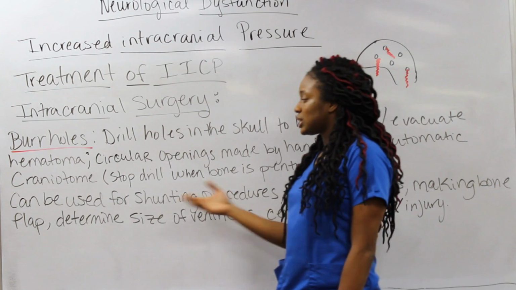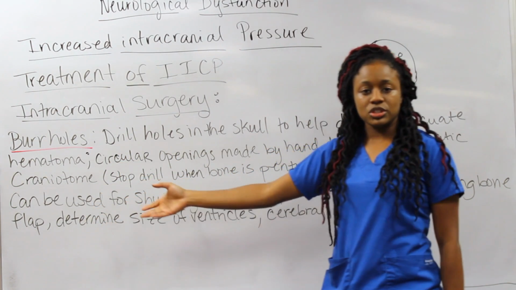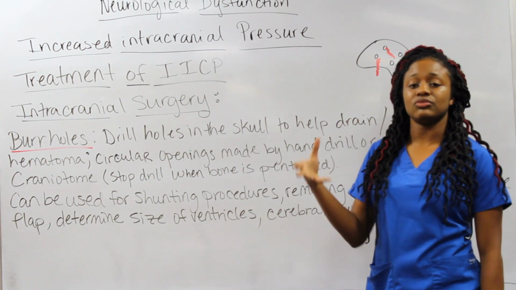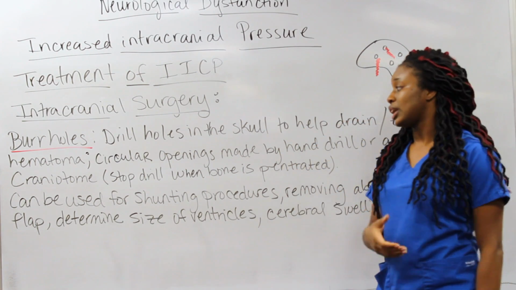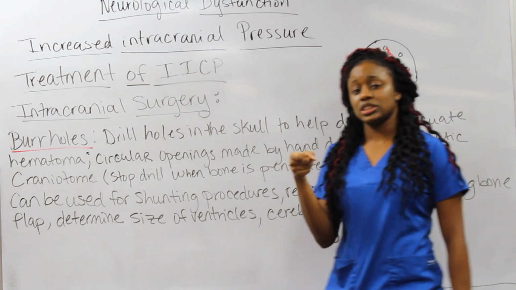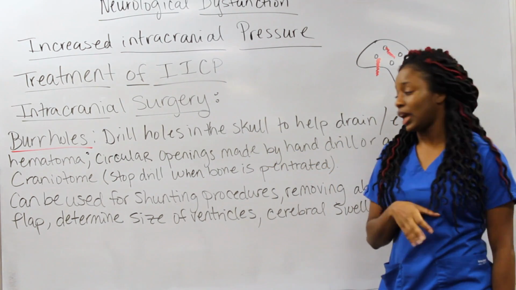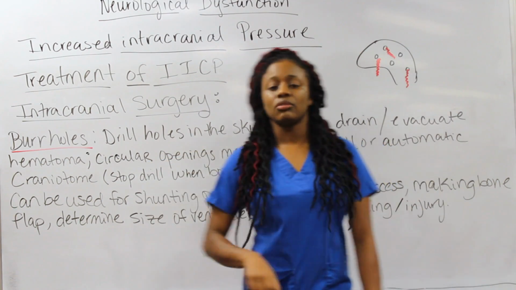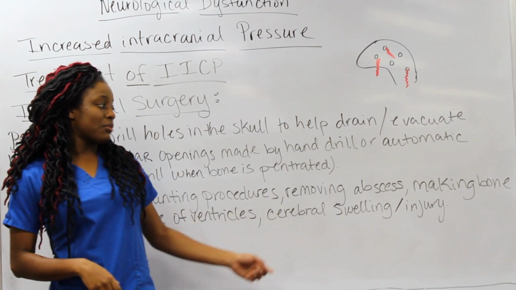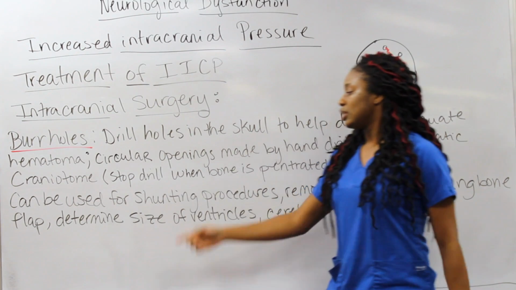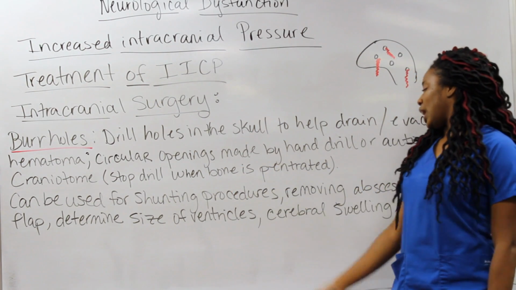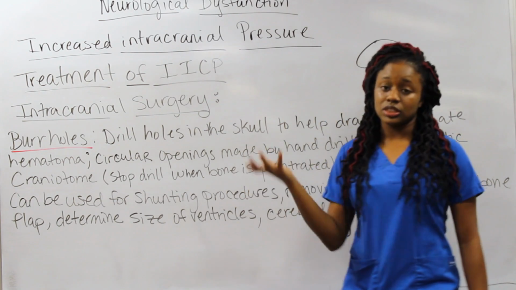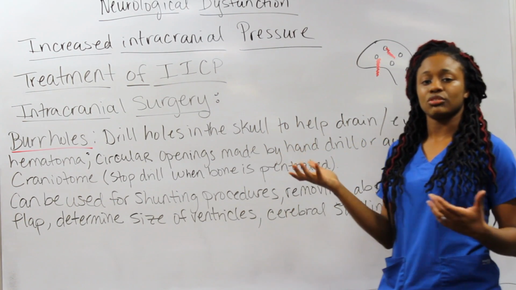So sometimes I think this may be the better option, so you don't have to worry about manually doing it and damaging parts of the brain. At least you know this automatically stops once it has reached the bone. It can also be used for shunting procedures, for removing an abscess, making a bone flap, and determining the size of the ventricles and cerebral swelling or injury. In this case, it may be because of injury, which is why it's causing intracranial pressure.